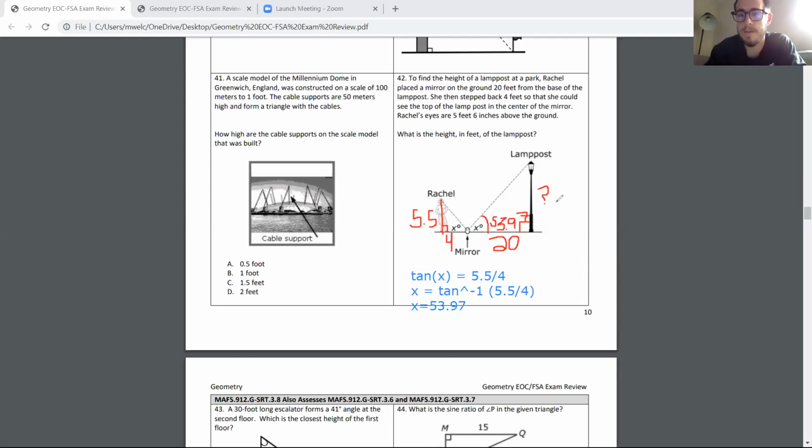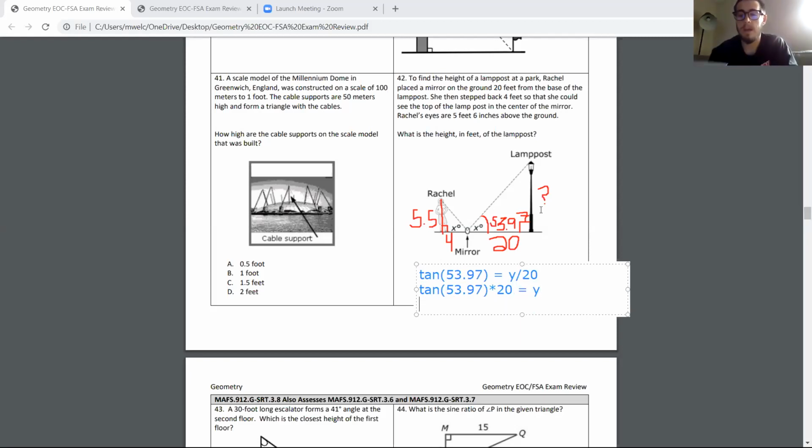Because now we can use that to find the opposing side, because tan of that number should equal question mark over x. So we can use that same logic we just did. In this case, it's going to be tan of the actual angle, 53.97, equals opposite over adjacent. So question mark, we'll call it y, divided by 20. In order to solve that, you just multiply both sides by 20. So tan 53.97 times 20 should equal y. I can do that in my calculator, and that gives me 27.49. So 27.5, and we'll call that feet. So that is that first one.